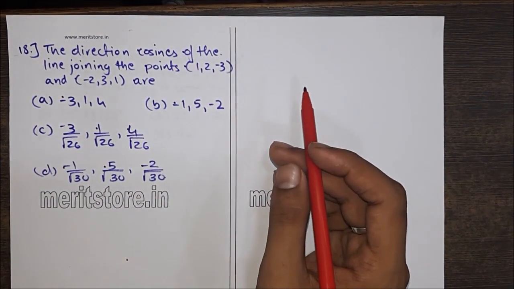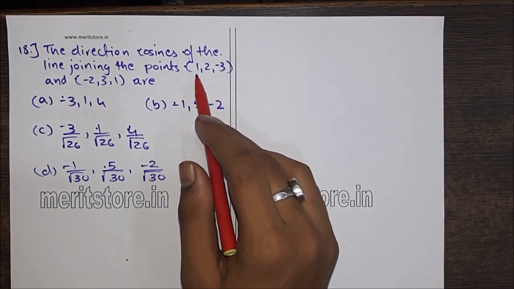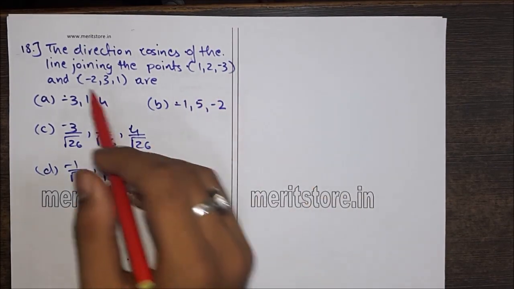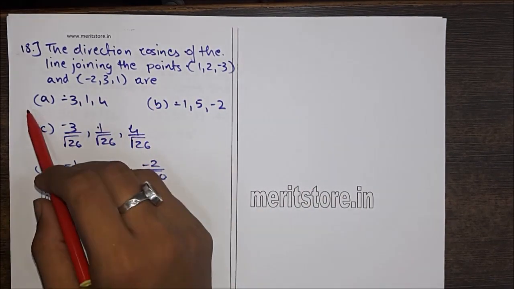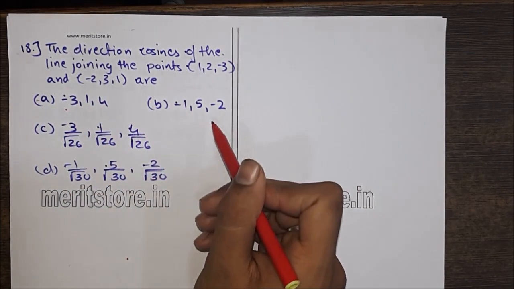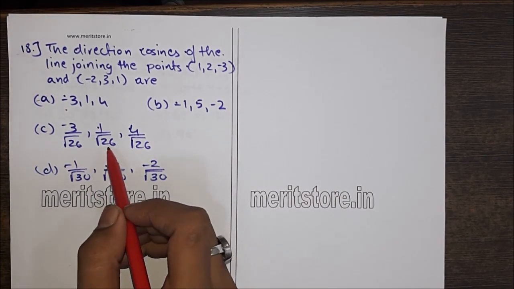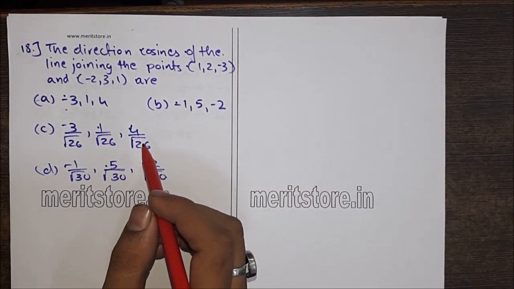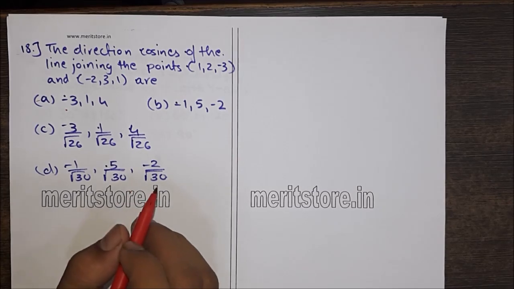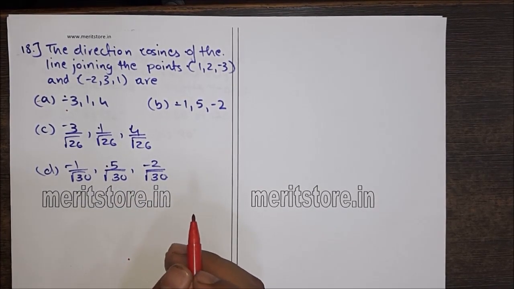Question number 18. The direction cosines of the line joining the points having coordinates 1, 2, minus 3 and minus 2, 3, 1 are: option A, minus 3, 1, 4. Option B, minus 1, 5, minus 2. Option C, minus 3 by root of 26, 1 by root of 26, 4 by root of 26. Option D, minus 1 by root 30, 5 by root 30 and minus 2 by root 30.